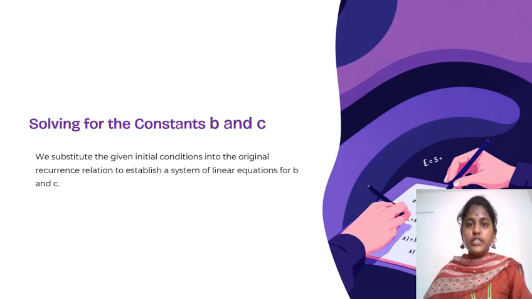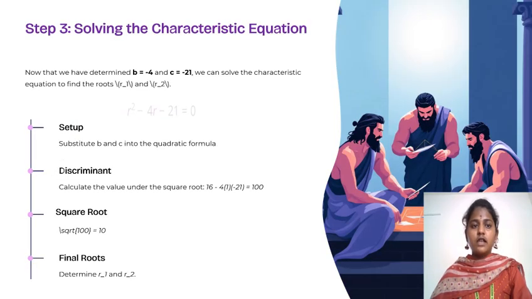Next, solving the constants b and c. We substitute the given initial conditions into the original recurrence relation to establish a system of linear equations in b and c. Next, step 3, solving the characteristic equation. Now that we have determined that b = -4 and c = -21, we can solve the characteristic equation and find the roots r1 and r2. r squared - 4r - 21 = 0. This is the characteristic equation.